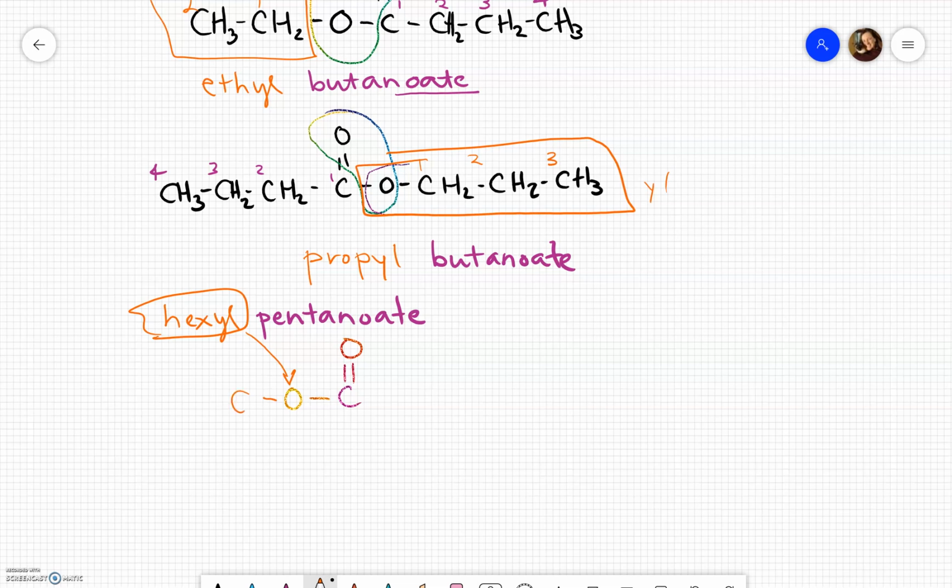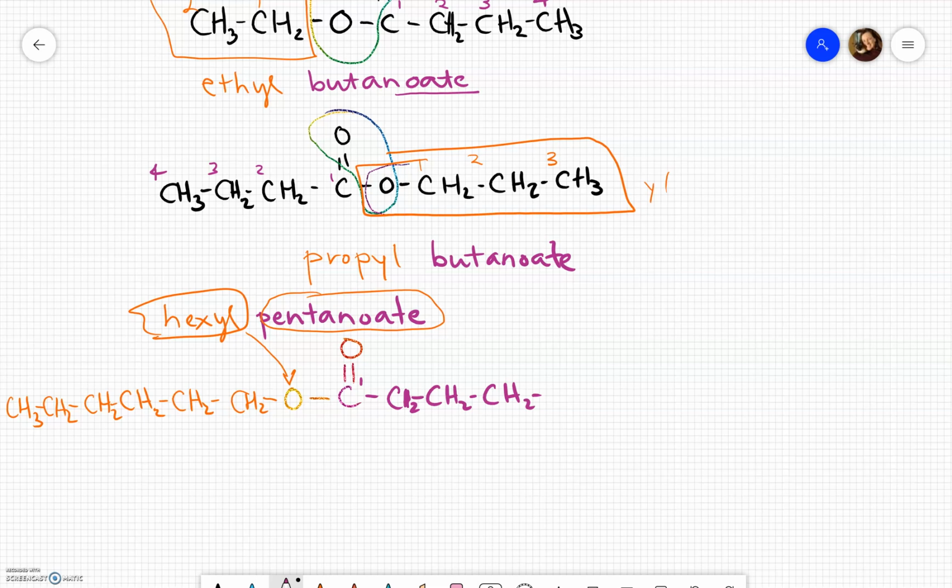So CH2, CH2, CH2, CH2, CH2, and CH3. And then the pentanoate means that I need 5 along here, and that's my first one. So I need 4 more. 1, 2, 3, and 4. Which means total of 5. 1, 2, 3, 4, and 5. So this is a long one.